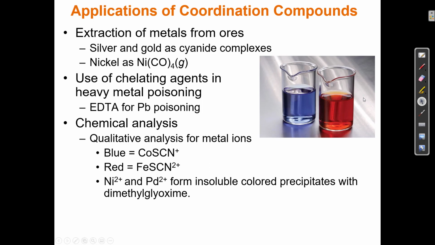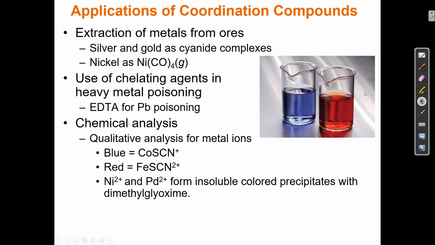Okay, so what are some applications of coordination compounds? Because coordination compounds can grab onto a metal, we talked about this earlier with chelation, they can be helpful in the extraction of metals from ores. Silver and gold are very, very difficult to dissolve. Most metals will dissolve in nitric acid, but silver and gold will not. So it's generally difficult to extract silver and gold from ore, because a way to extract ore is to use nitric acid. Because that strong acid won't work for gold, we have to use different methods.